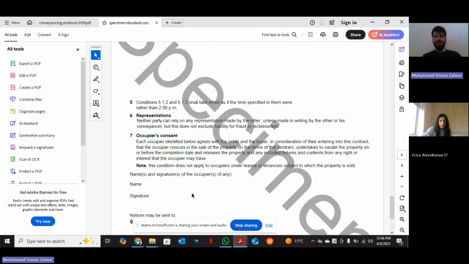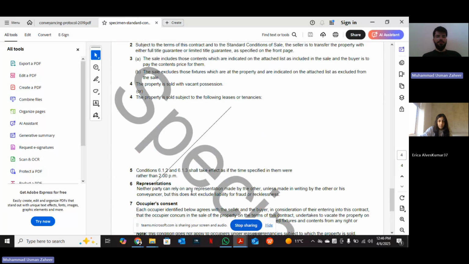Sometimes the property is not vacant, there is a current tenant in it. If you have a lender, oh sorry, that's the buyer's part. We discussed that when we covered the buyer's side of the transaction, so it's relevant to that.